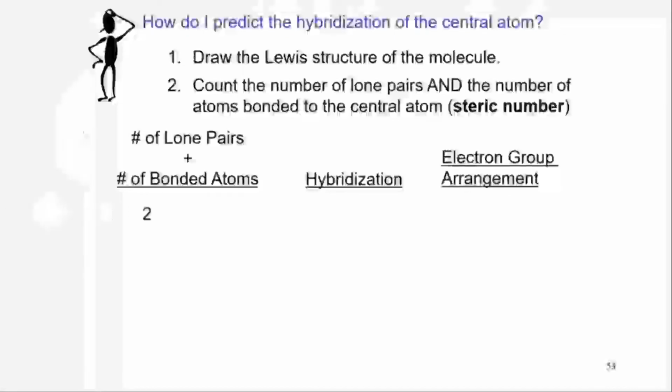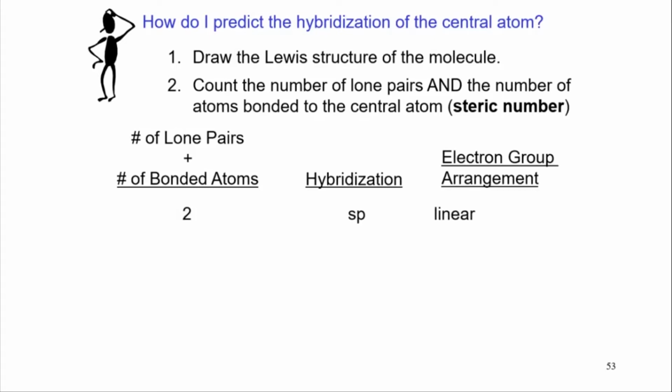So for example, if I have a total steric number of 2, what that means is I need to combine 2 orbitals. Well, I have only one s. That means that the other one has to be a p orbital. And because there's 2 of them, you're going to have these guys in a linear arrangement, 180 degrees apart from each other.